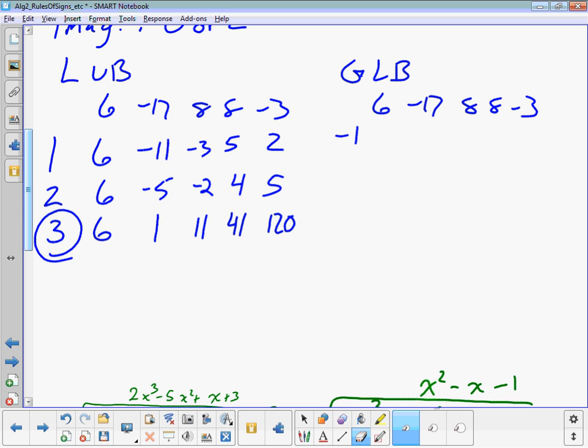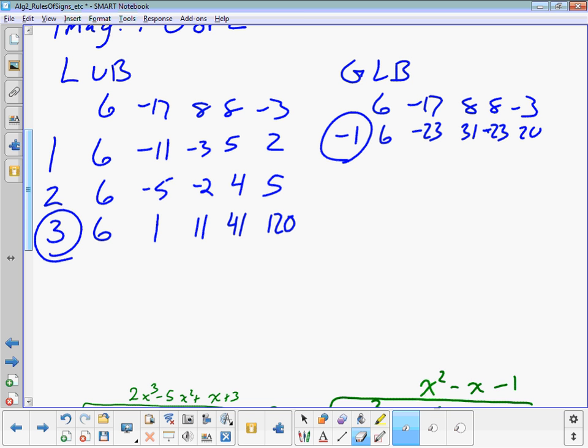Okay, so let's do the lower bound. If we do negative 1, 6, negative 6, negative 23, positive 23, 31, negative 31, negative 23, 23, 20, and we have our lower bound. Now, I'm going to tell you right now, it is not always negative 1 on the lower bound, although it seems like that with what we have.